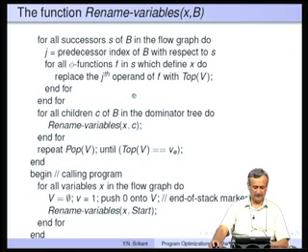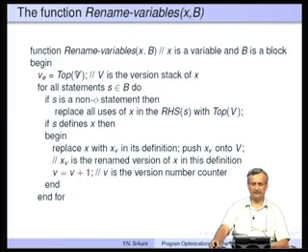So, let us look at the main calling program to begin with. For all variables x in the flow graph do: the version stack is empty, the version counter is initialized to 1 and we push 0 onto V. This is the end of stack marker, and then we call rename variables x comma start. So, that is where we come here. The stack is empty to begin with.